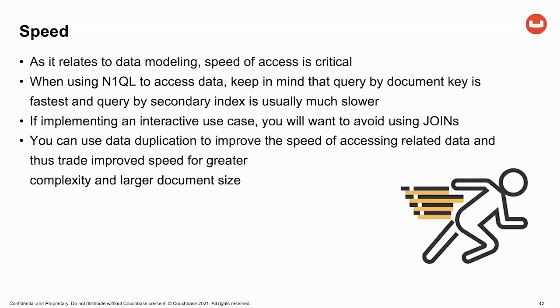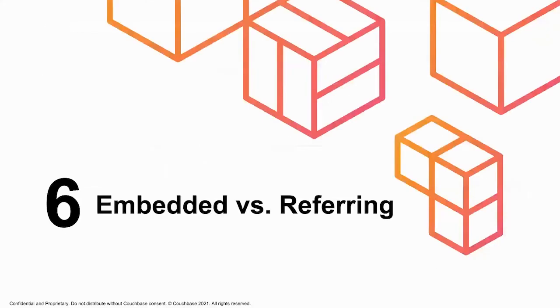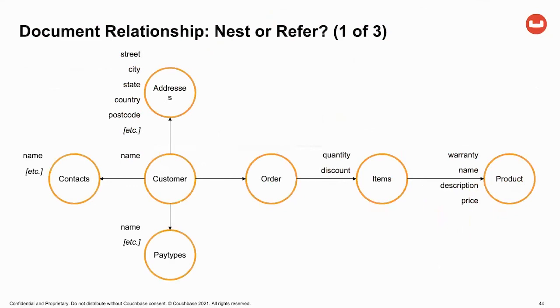Right? Let's finally talk about embedding versus referring. So all the previous trade-offs roll into a single question: should I embed or should I refer? Right? So let's take this conceptual diagram. You can see I have a customer who has contacts, pay types, addresses, orders, items, products, right? So the question here is, now that I've identified my conceptual model, how am I going to design my logical model? Which basically means out of these entities, what are going to be my objects?